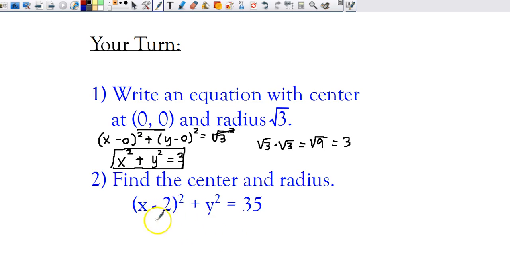Now, number 2 for the your turns, we get the center here. You'll notice that it's x minus again, so the h value is going to be 2. The k value, again, there's no number, so it's going to be 0. So that's your center. And then this is r squared. Remember that. So to get the radius, we want to square root the 35.